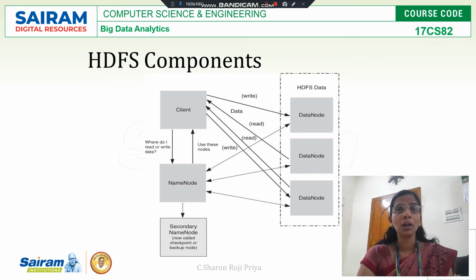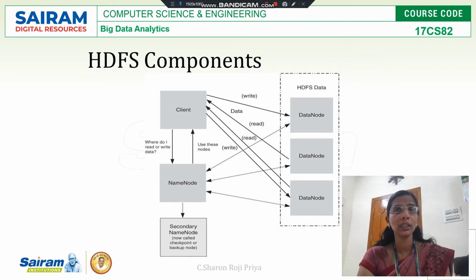And you know, when a client wants to perform a read or write operation, first it has to approach the name node. The name node will give the metadata. After receiving the metadata, the client will go to the corresponding data node and perform the read or write operation. When the client is interacting with the data node, the name node will monitor it.